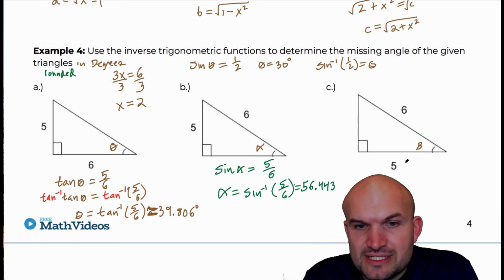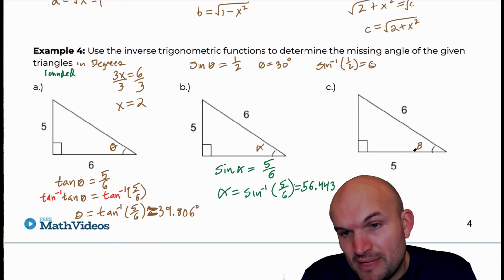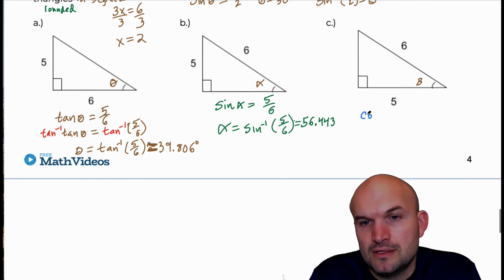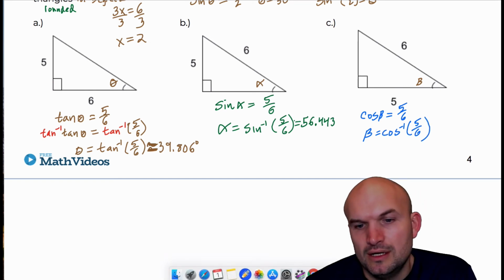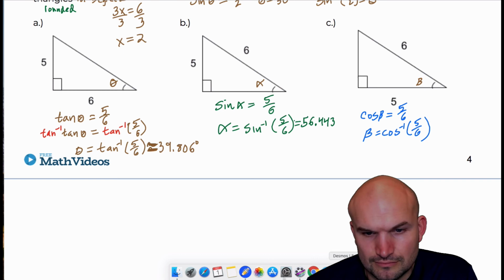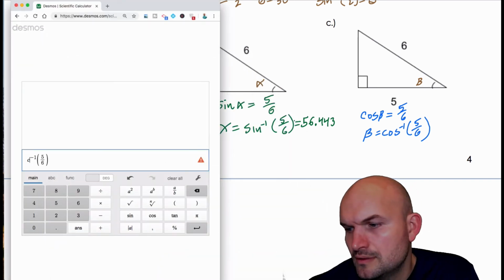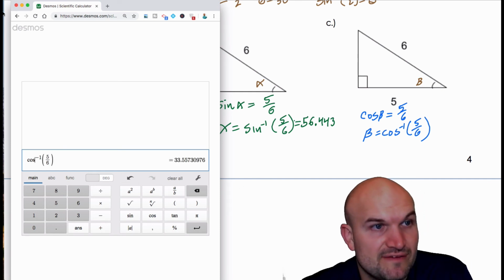And then this last one, you can see that I am dealing with the cosine relationship of angle beta. I have adjacent over hypotenuse, so I'm just going to go ahead and write this as cosine of beta is equal to adjacent over hypotenuse. So beta is equal to cosine inverse of 5/6. So again, we just go back to our calculator here. And let's actually change it right there. Cosine inverse, and you can see that's 33.557.